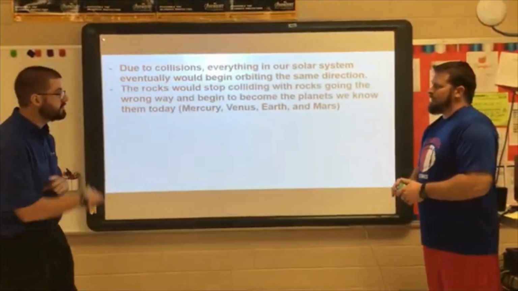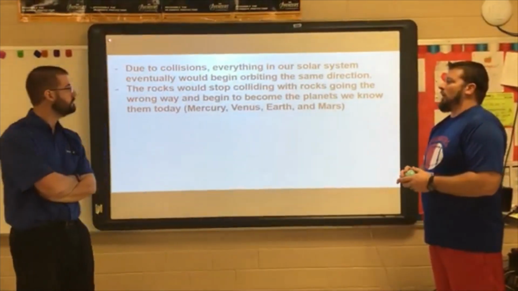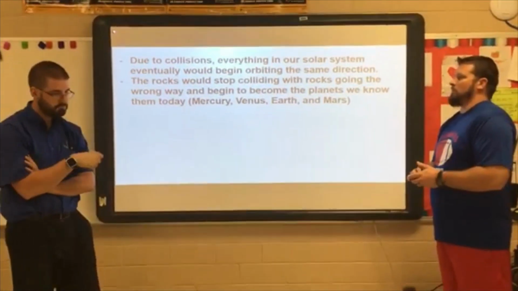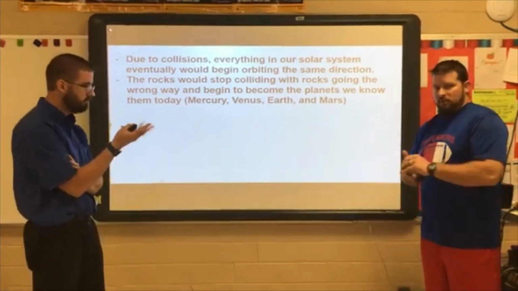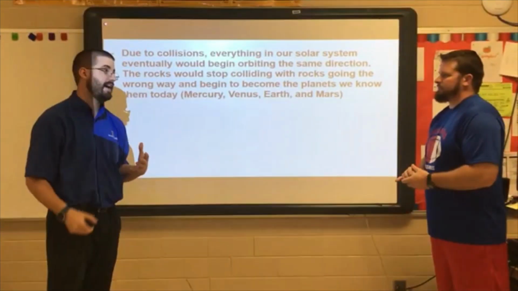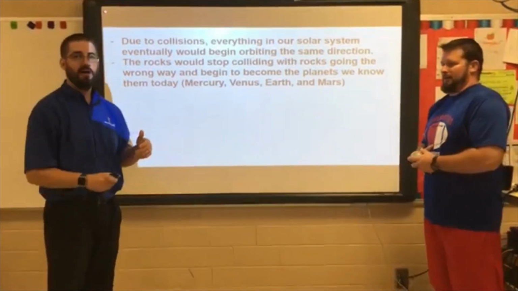Right. So what would happen to the rock planets? The rocks would stop colliding with rocks going the wrong way and begin to become the planets we know today, Mercury, Venus, Earth, and Mars. Okay? And then the gaseous planets, the giant gas balls. The big gas balls.